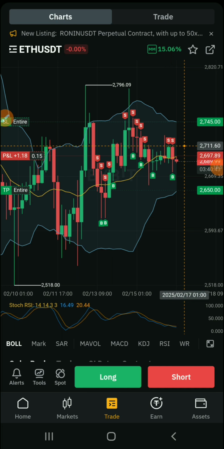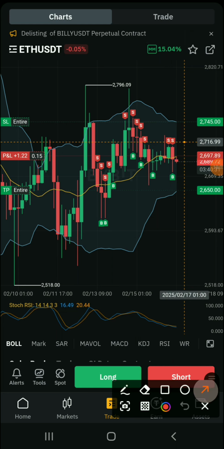Some of us will make the mistake of placing our stop loss over here, 2,713 or 2,716. So the market will go up and pass this 2,716 where you've placed your stop loss, all the way to 2,745.